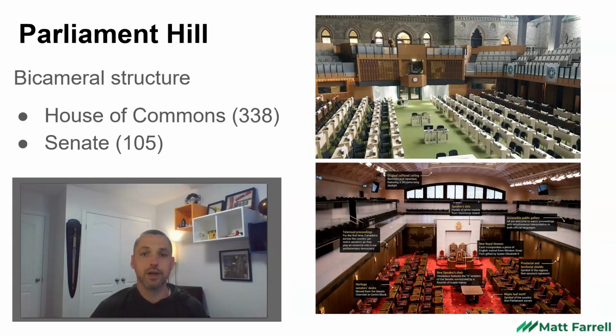Now, the House of Commons and the Senate are both actually in temporary locations during a long-term renovation, but they're still functioning as they normally would if they were on Parliament Hill. The House of Commons has 338 seats, whereas the Senate has 105 seats. Each one has a different formula of representation and a corresponding function.